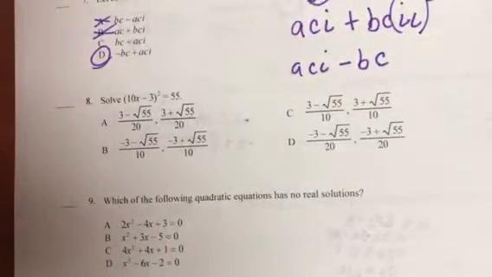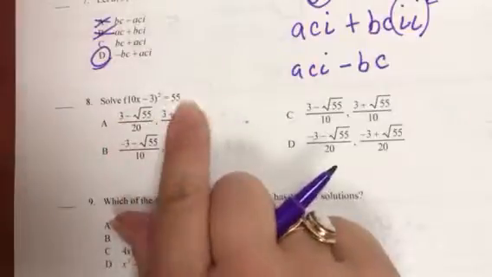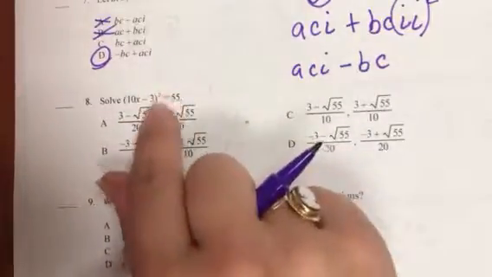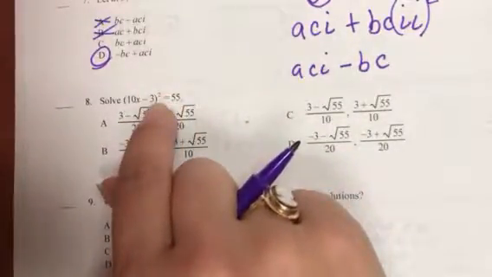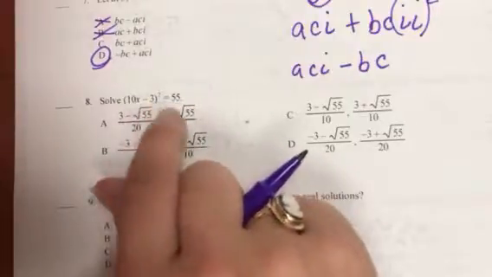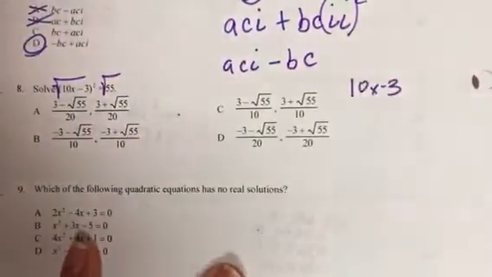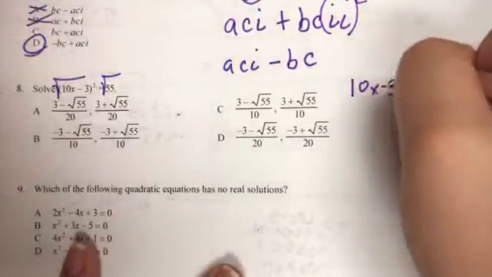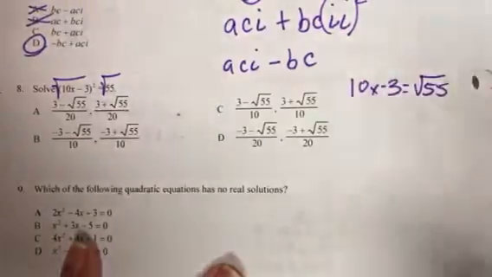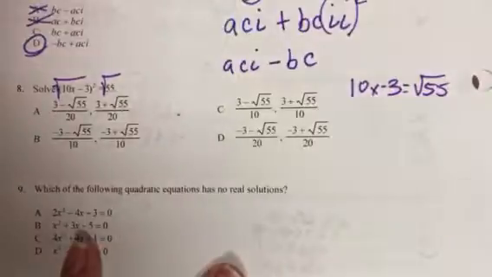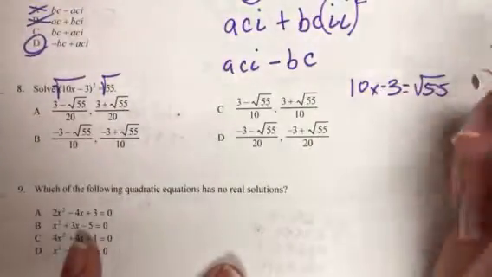Number 8. Solve. Oh, this is already in your squared form. So this has already been done into a completing the square situation. So all we have to do is take the square root of both sides. So we end up with, I'm going to do it over here, 10x minus 3, that was what was in the parentheses, equals the square root of 55. Well, the good news is that that's in every answer. So all we have to do is solve for x.